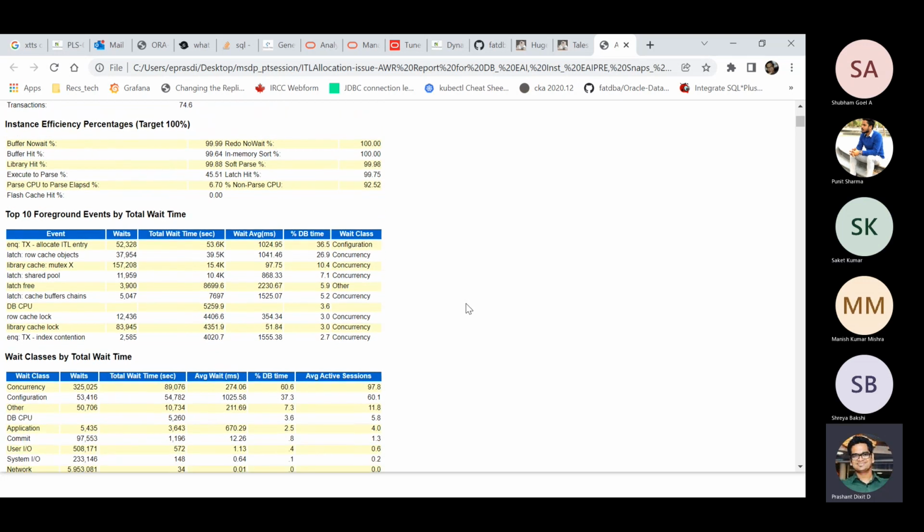Again, I do not pay much attention to this instance efficiency percentage because it shows soft parse, latch hit ratio and buffer hit. But these are pretty outdated methods of performance troubleshooting and optimization these days, because usually we start with event driven analysis nowadays. So let's talk about soft parse, what exactly it is.